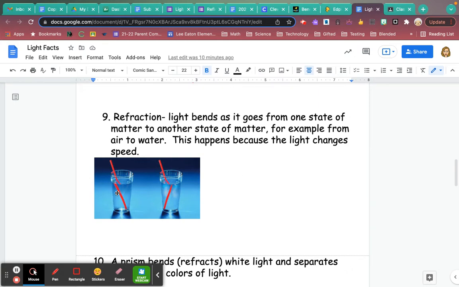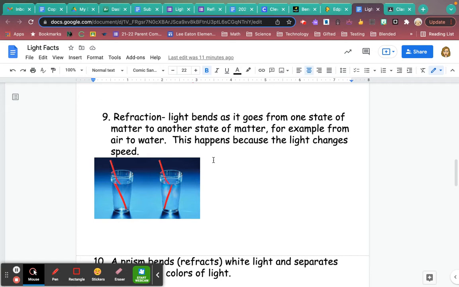So you remember yesterday you did an experiment with a pencil in water, and it looked like the pencil got larger, and it looked like it was kind of, maybe not as dramatic as these straws here, but it looked like it was unattached below the surface of water, and that was because of refraction. So refraction is when light bends, and that happens when light goes from one state of matter to another.